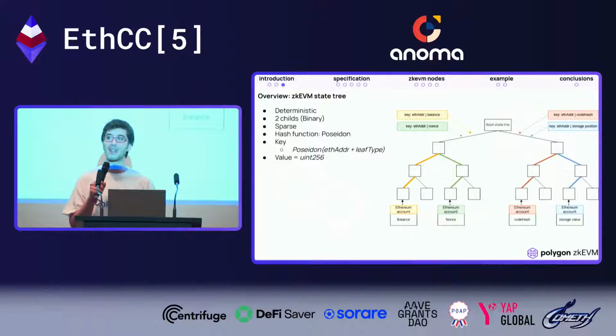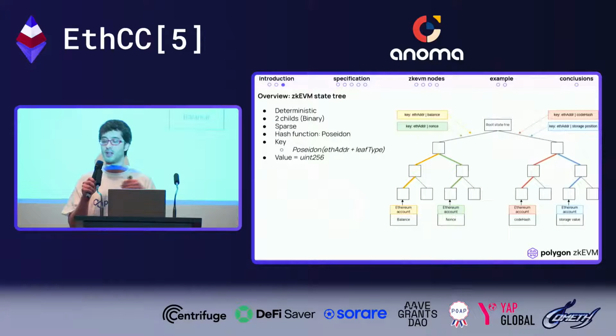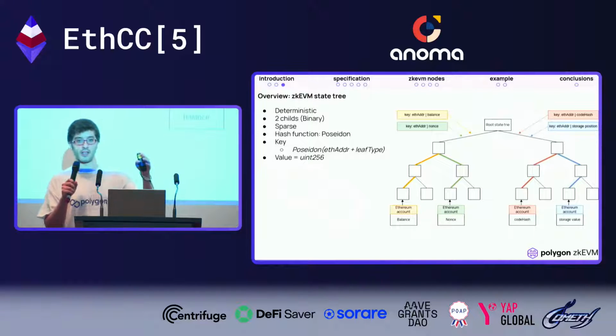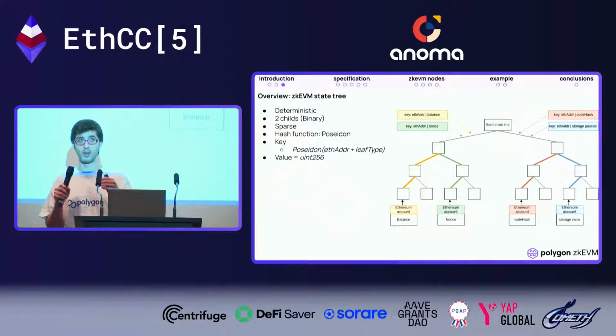And what about the key and the value that we use in order to build the Merkle-Tree? The key is the Poseidon of the Ethereum address plus the leaf type. We will see in the following slides which kinds of leaf types, but in the diagram, in fact, you have a spoiler. There are 4 different leaf types. And also the value that we're going to insert in the tree is 256 bits, basically. So if you remember the previous slides, in Ethereum you put all the data in the leaf, and here we split the data in different leaves.